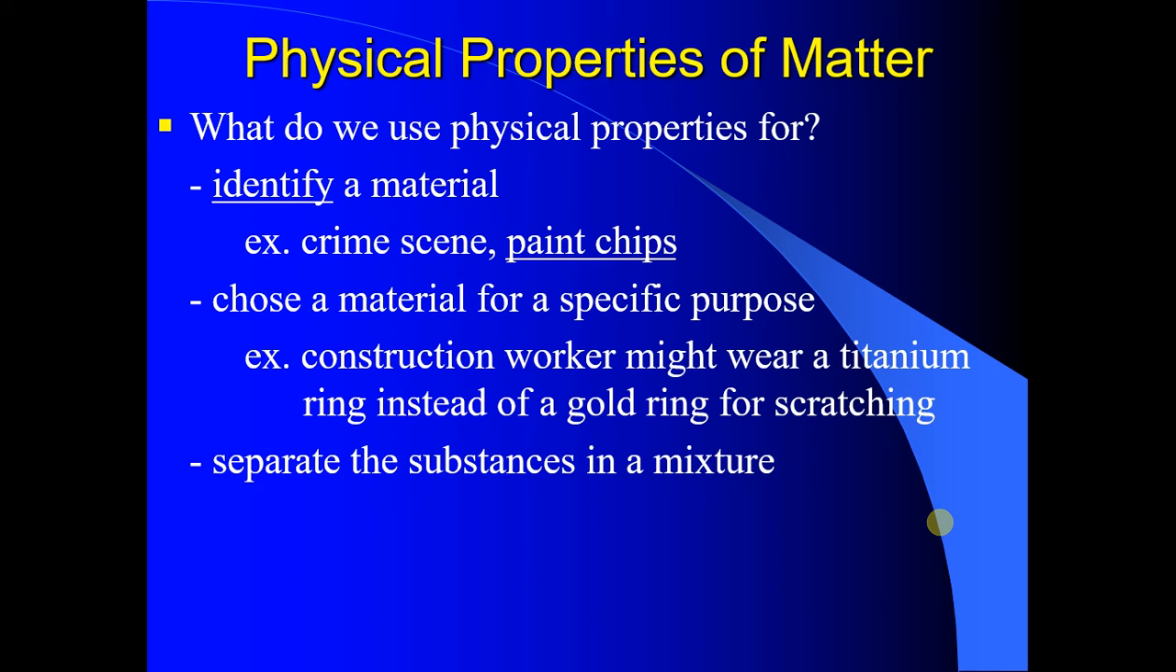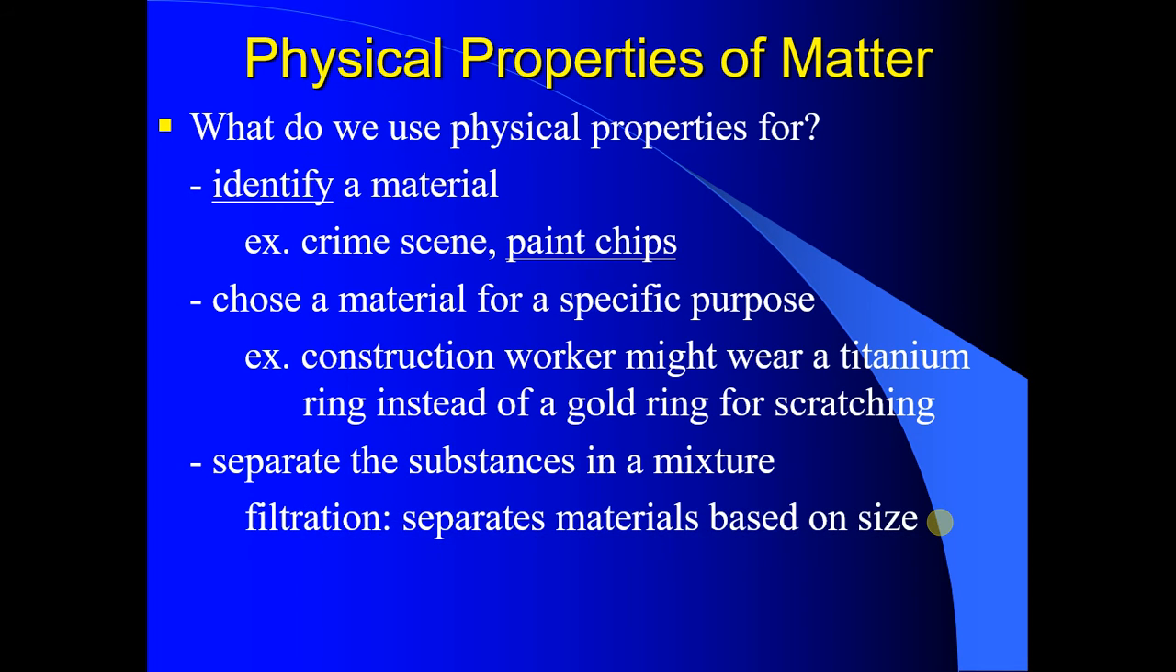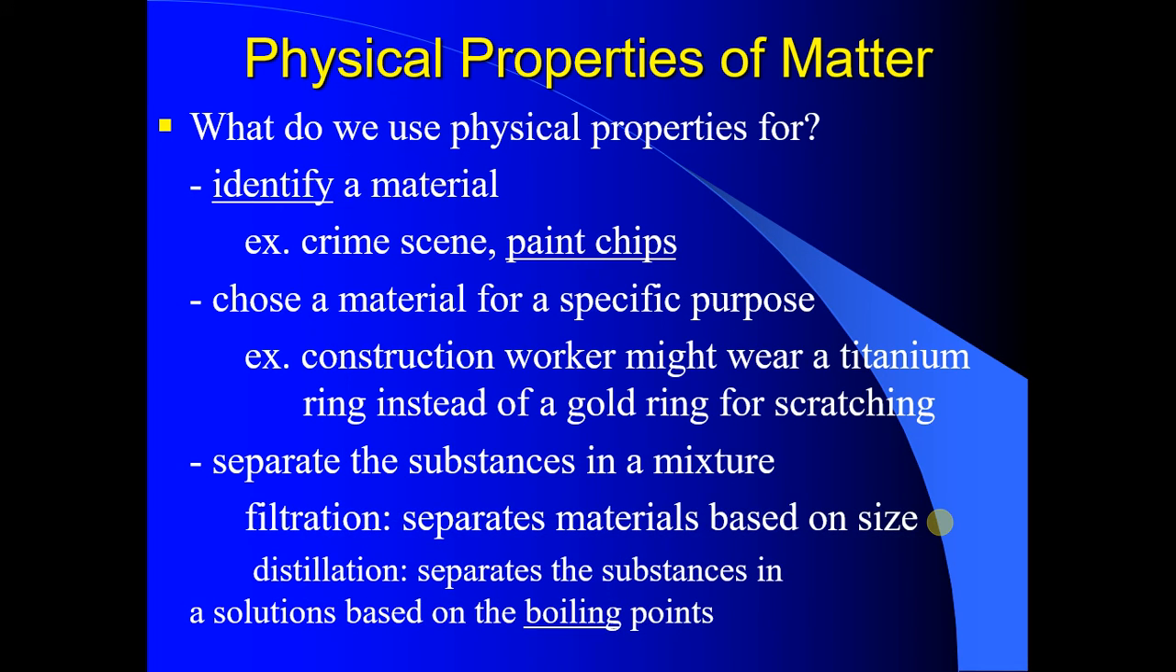And we use physical properties to separate mixtures. So remember we talked about how mixtures were two or more elements or compounds just mixed together, not chemically combined. So we can do things like filtration and distillation to separate mixtures based on their size or based on their boiling point, based on physical characteristics, physical properties. All right, so these are things that are useful in industry and in daily life that depend on physical properties of matter.